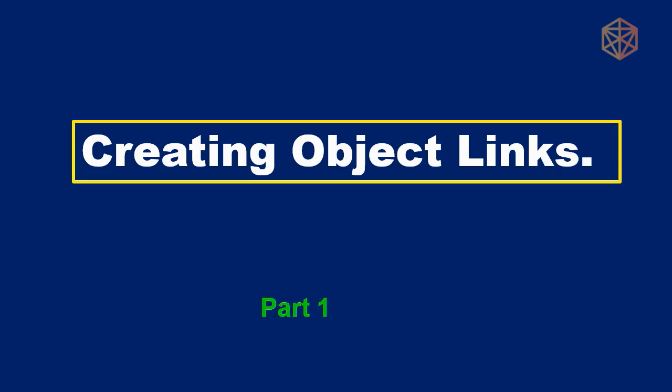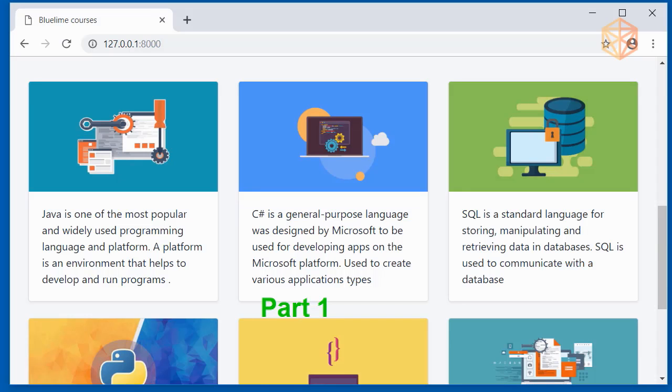Hello and welcome to this video. I'll be showing you how to create links for the objects you have on your web page. On my Django app at the moment, I've got images and text. I want to be able to make the images clickable so that when you click on one, it takes you to another page, and that page will display the image and also display the text. So it's a kind of detail page of that individual image.